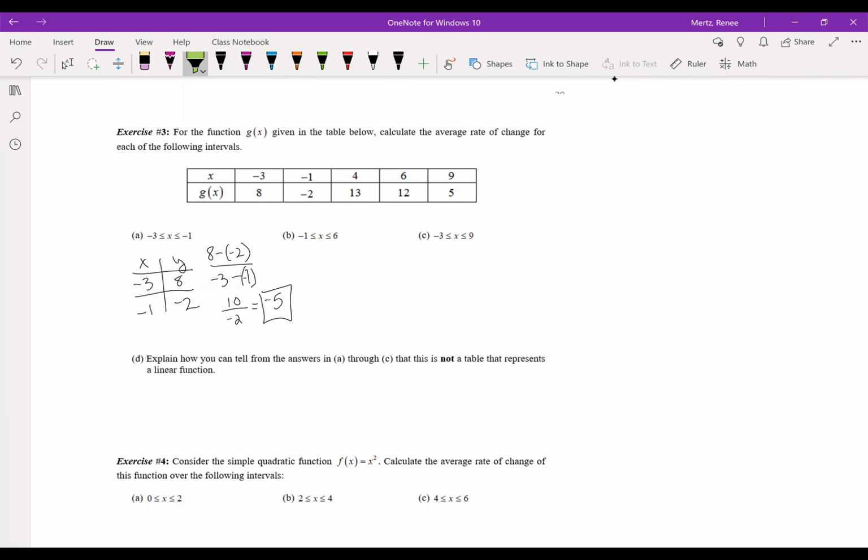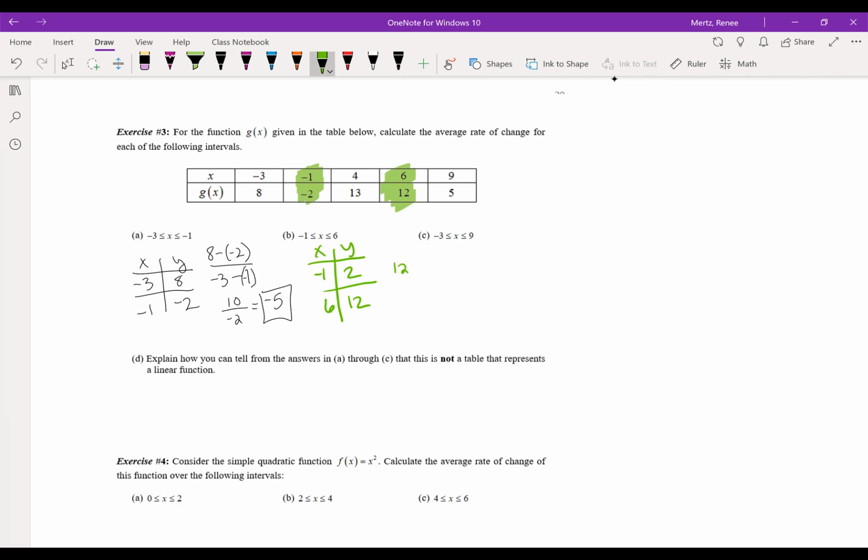So now we're looking at -1 and 6. I like to make a little chart. -1, 2, 6, 12. Y2 minus Y1. I just picked by whatever looks easier mathematically to do. You could always do the bottom to the top.